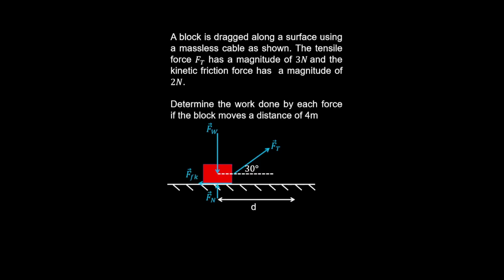A block is dragged along a surface using a massless cable as shown, and a tensile force Ft has a magnitude of 3 newtons, and the kinetic friction force has a magnitude of 2 newtons. And we've drawn a free body diagram, and we're asked to determine the work done by each force if the block moves a distance of 4 meters.